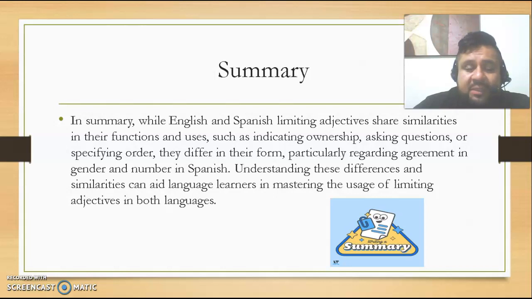In summary, while English and Spanish limiting adjectives share similarities in their function and uses, such as indicating ownership or asking questions, specifying order, they differ in their form, particularly regarding agreement in gender and number in Spanish. Understanding these differences and similarities can aid language learners in mastering the usage of limiting adjectives in both languages.